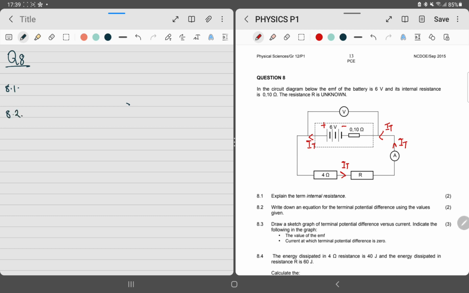8.2. Write down an equation for the terminal potential difference using the values given. The EMF is equal to V external, and here I'm going to use I multiplied by R because I do have the internal resistance. So V external should be equal to the EMF, which is 6, minus I times the internal resistance, 0.10.